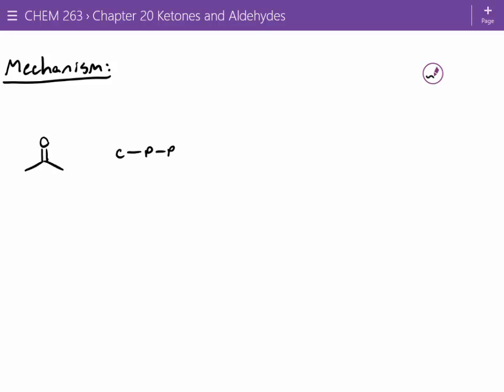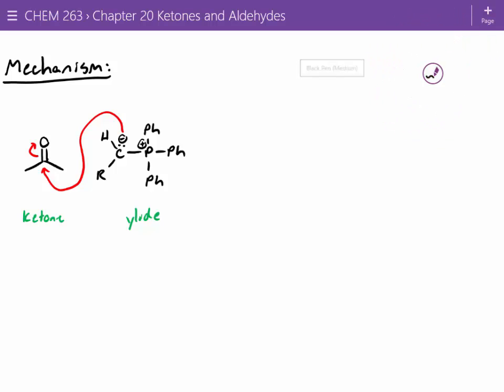And then we've got our ylide over here. The phosphorus has a positive charge. I'll draw in our hydrogen and our R group. And then our carbon has a negative charge, right? So we've got our ylide and we've got our ketone. And so we can show our nucleophile on our carbon attacking our ketone and pushing electrons up, just like we saw in our others.